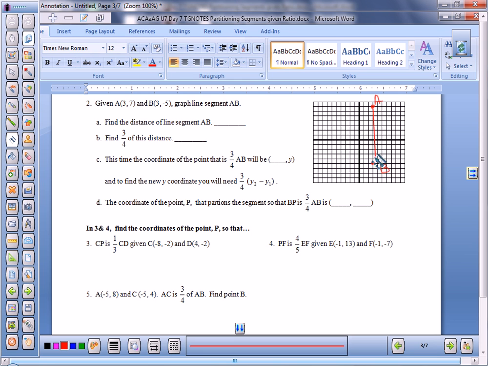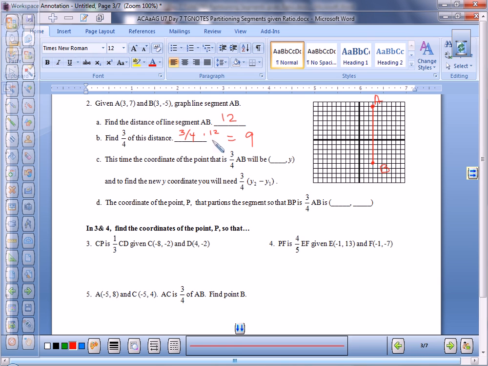What is the distance between these two lines? 12. So this time, instead of 2/3, I want to do 3/4. Find 3/4 of that distance. So 3/4 of 12 is 8. No, not 8. What am I saying? It's 9. Okay. So if you remember, you can put that over 1.